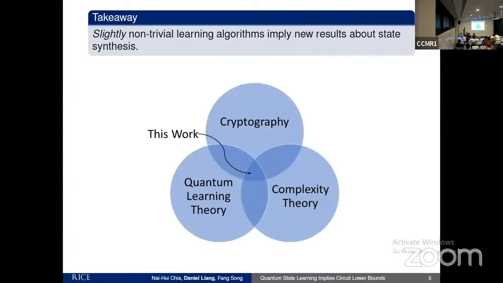And to do that, we're actually going to do a lot of things. We're going to have to use complexity theory to talk about state synthesis, learning theory, obviously, and then we're going to have to take a path through cryptography to actually show these results.